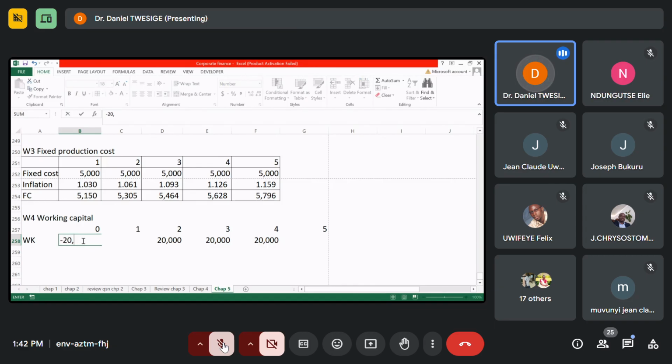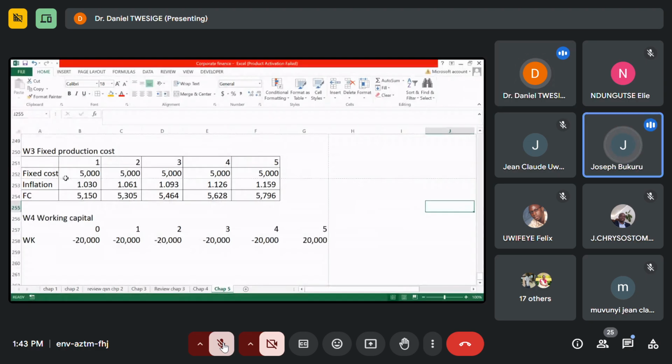I want you to understand me on this part. We are supposed to leave 20 here at the end. That's what it means in this case. This one remains the same, but we are supposed to recover. Now, it looks like each year we will be investing.